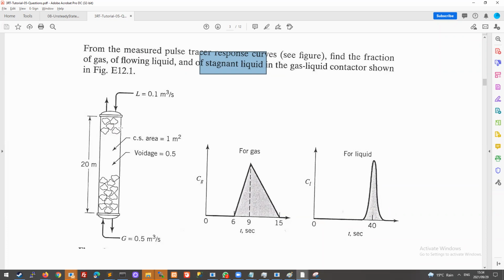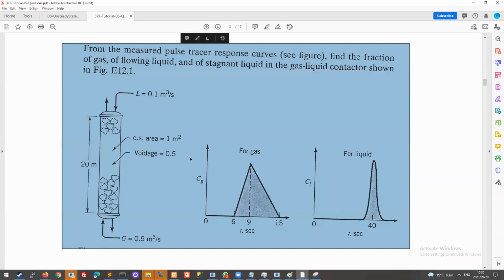And then there's a certain amount of gas passing through. So, at steady state, there's a certain fraction of gas. Out of this 20 cubic meters, we want to know how much of it is gas at steady state, how much of it is flowing liquid, and how much of it is stagnant liquid. And if you think about it, it's quite a complicated problem, right?